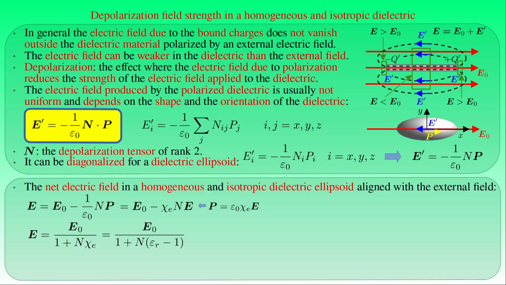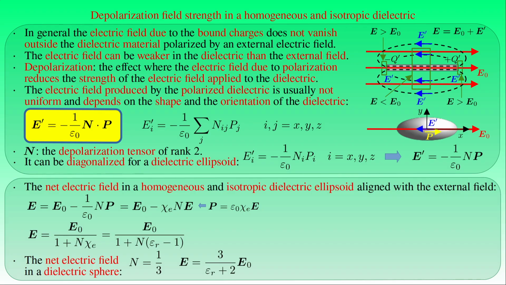In the special case of a dielectric sphere, all the principal values of the depolarization tensor are equal to 1 over 3, that is, the depolarization factor n in the last equation is given by 1 over 3. Then for a sphere we can write the net electric field E as 3 over εR plus 2 times the electric field E0.